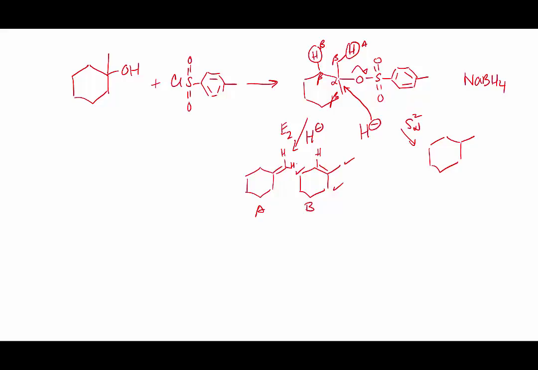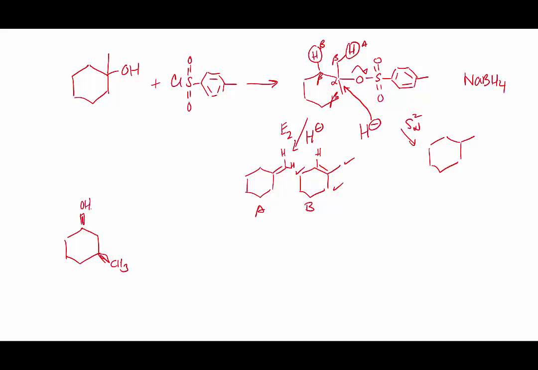What else? For problem F, does it go under SN2 mechanism? For problem F? That's good. So problem F is where we're taking an alcohol and we're reacting it with HCl. So we have a chiral alcohol, and I've got a CH3 group here and an OH group there.